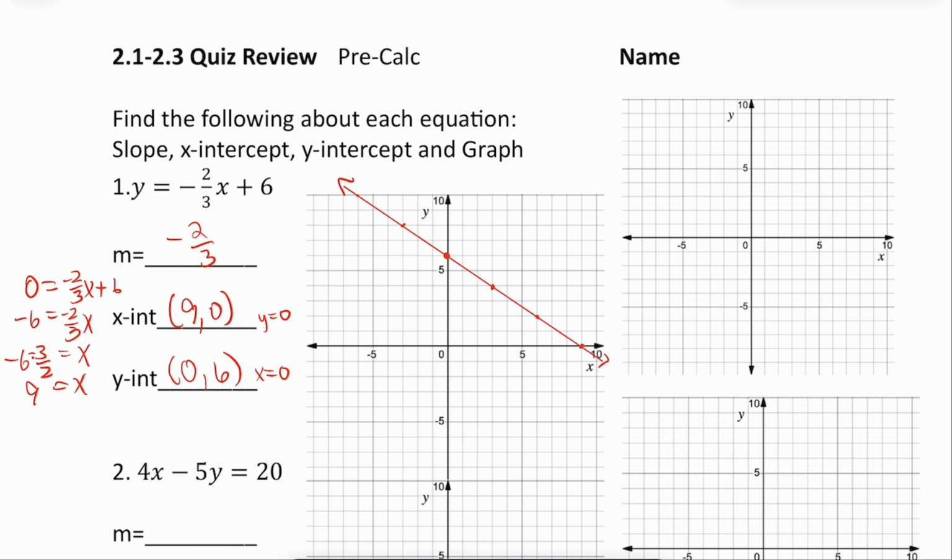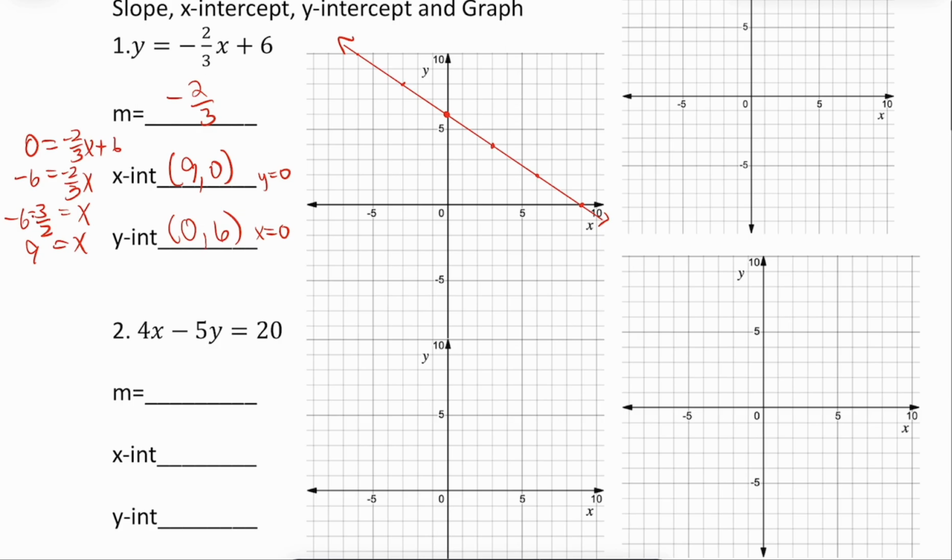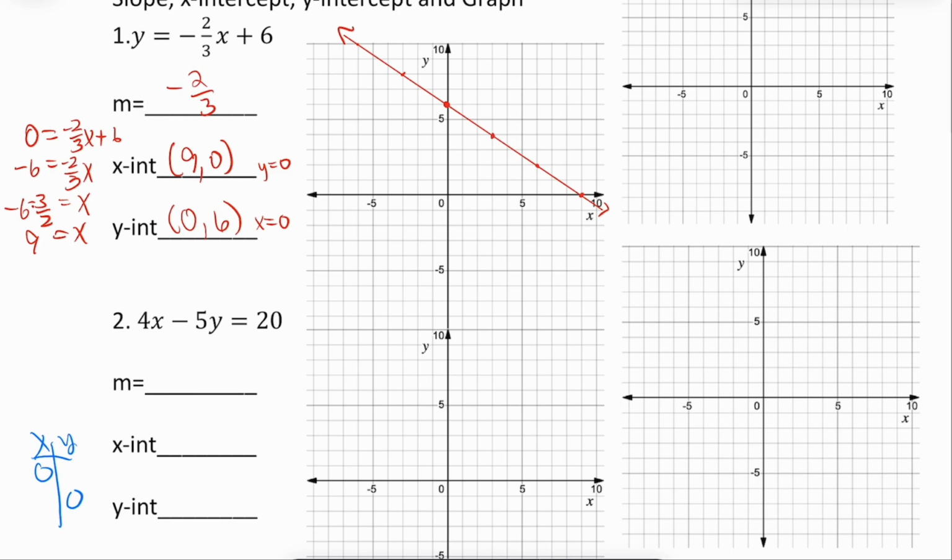Let's try another. For our second problem, it is not in slope-intercept form, so I like doing my intercepts first. And I'm going to make what I call that 0, 0 chart. The first one is our y-intercept when x equals 0. So if x is 0, we're going to get 0 minus 5y equals 20, or y equals -4. So that's the point (0, -4).